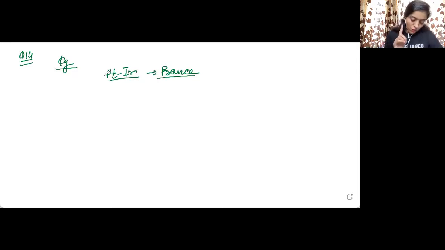So 1 kilogram, you can just define it as the mass of the platinum iridium block stored at the International Bureau of Weights and Measures, which is kept in France. So that is taken as the standard. The mass of that block is taken to be equal to 1 kg. So let us now move into question number 15.